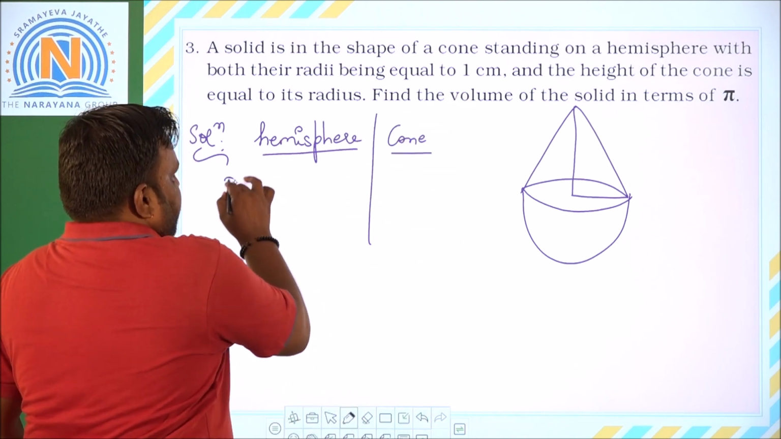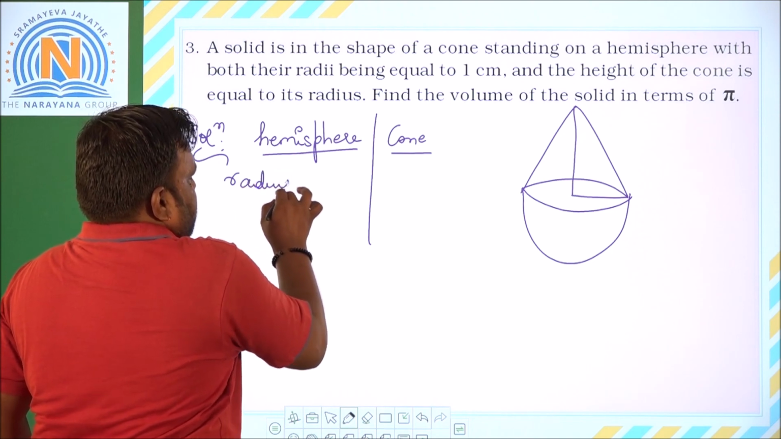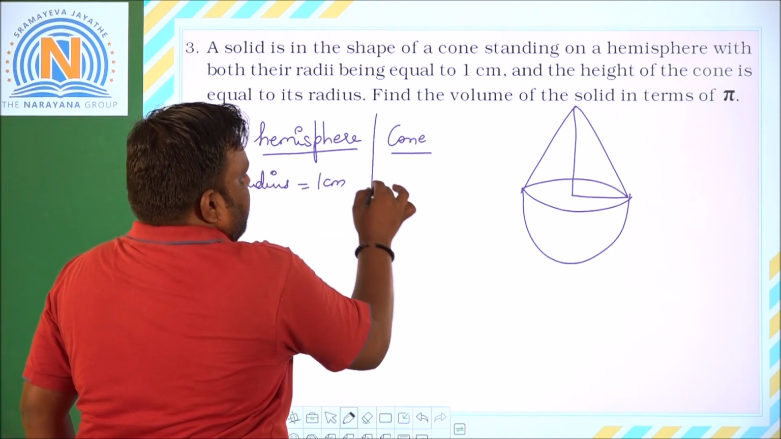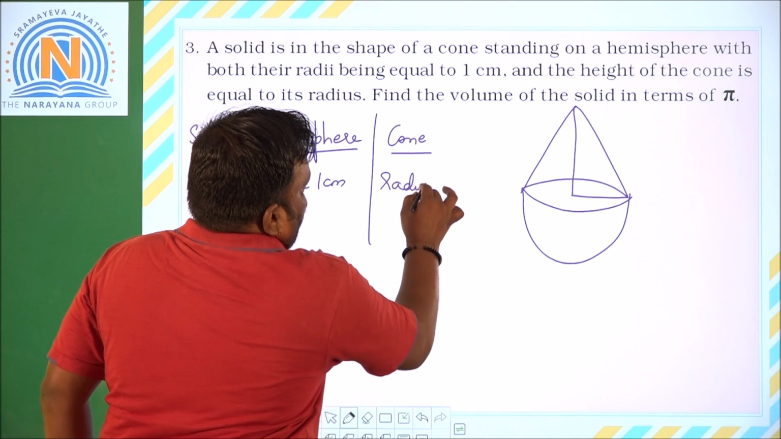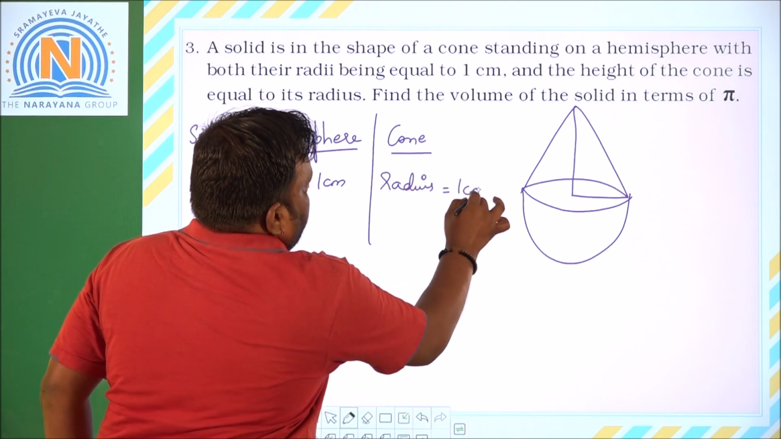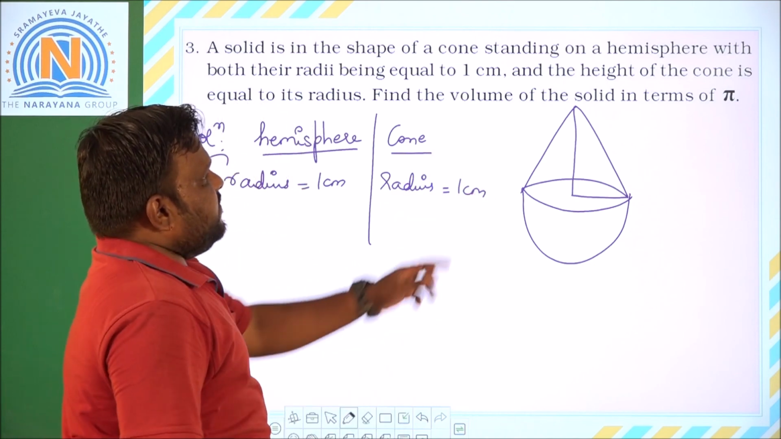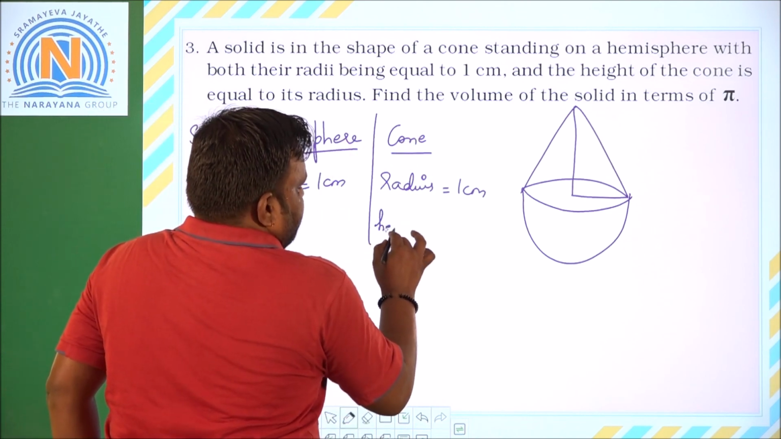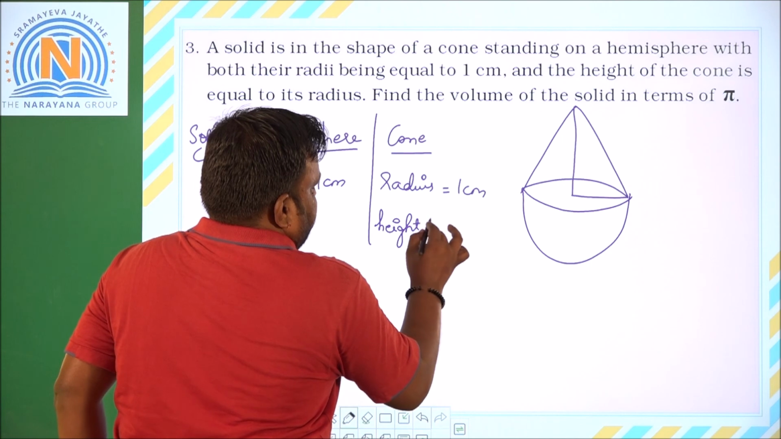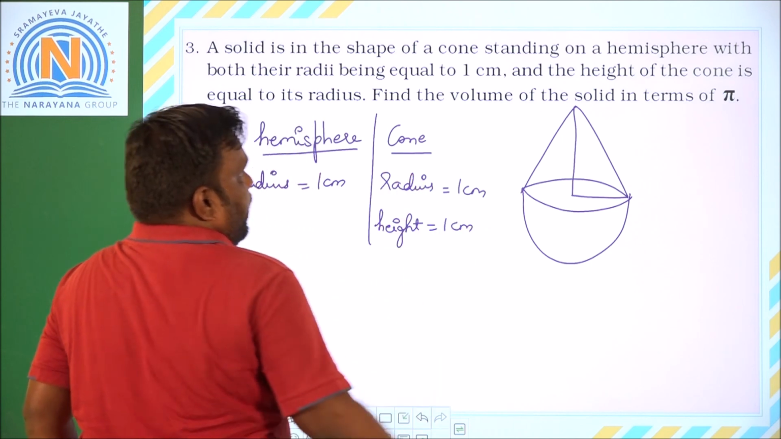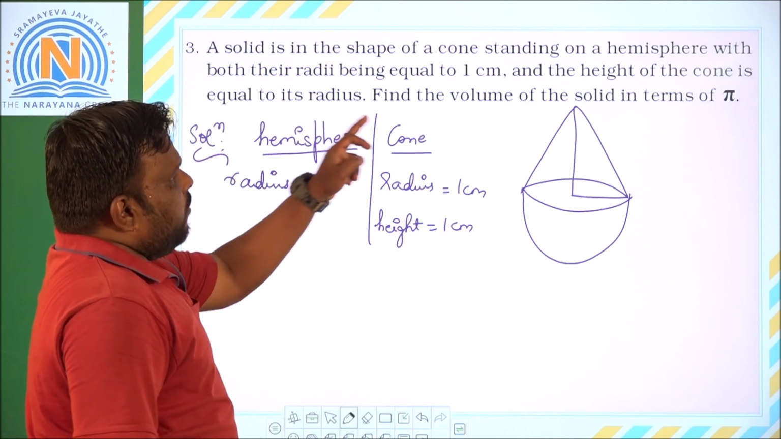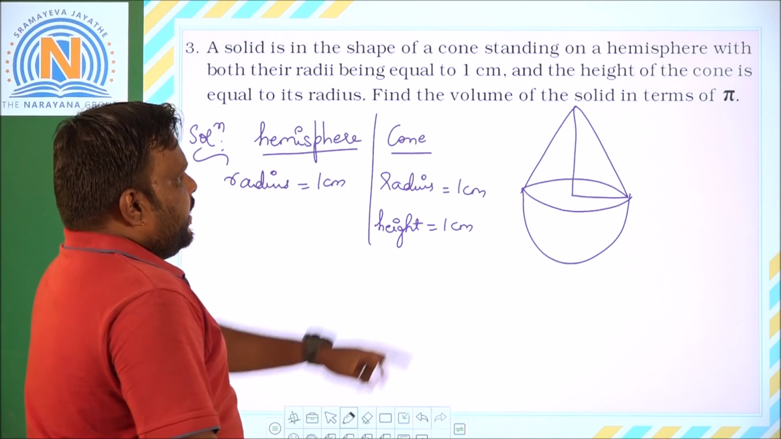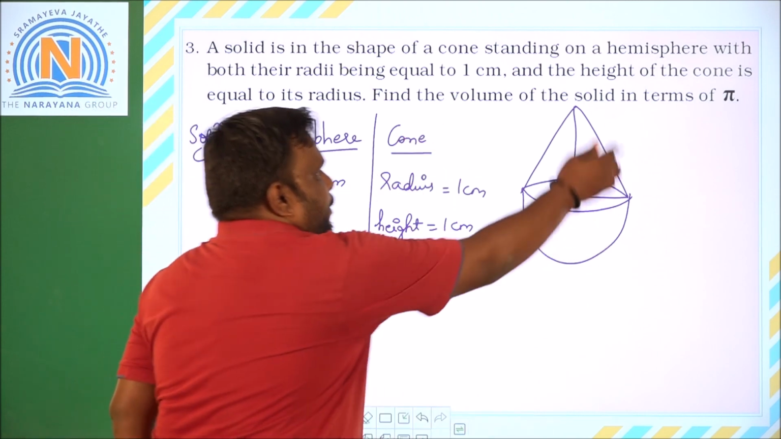So that means radius of hemisphere is equal to 1 centimeter. Even radius of cone is also equal to 1 centimeter. One more point is height of the cone is equal to its radius. So that means height is equal to radius. Since radius is 1, therefore height also will be equal to 1. So find the volume of the solid in terms of pi. Here also I have to find out the volume of the complete solid.